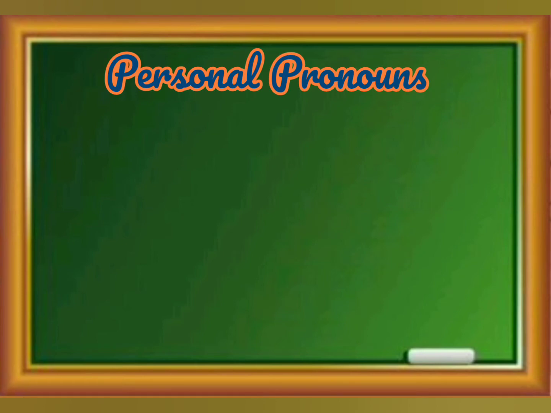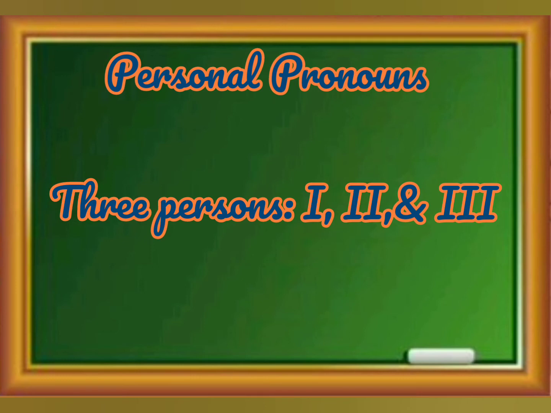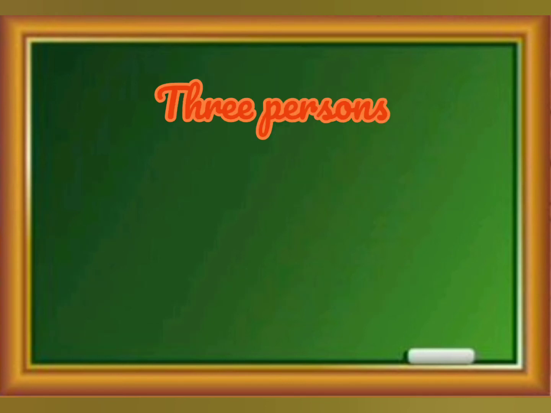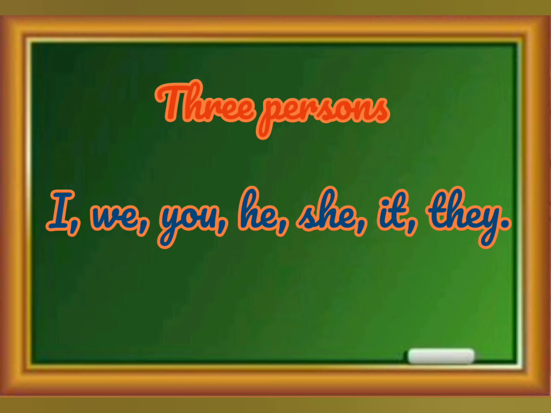Whenever we speak to any person about some other person or thing, we have thus three persons. They are the person speaking, that is the first person, the person being spoken to, that is the second person, and third, the person or thing being spoken of, that is the third person. Now, different words are used for these persons. They include I, we, you, he, she, it, they. So they are called personal pronouns.